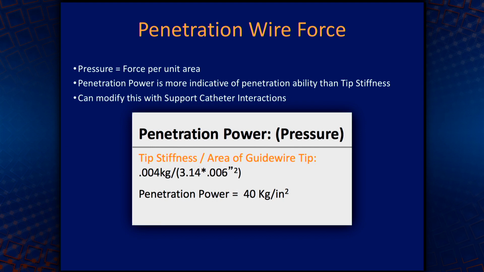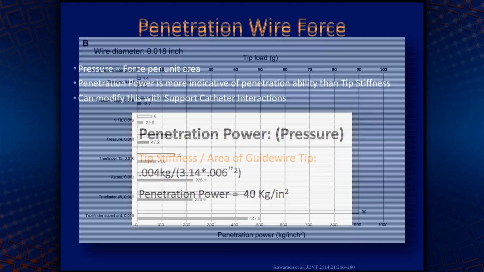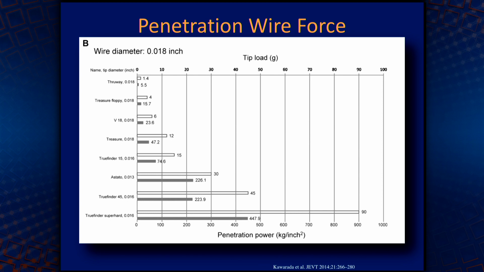What about the penetration wire force? This is when we refer to penetration power, which is more indicative of penetration than tip stiffness. And it's nothing more than tip stiffness divided by pi times guide wire tip area. Now this is a nice table where you see the different tip load wires and what their penetration power is, as we had defined before.